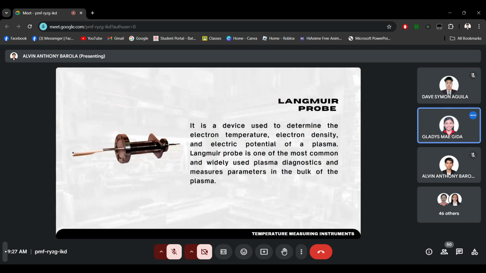Langmuir probe. It is a device used to determine the electron temperature, electron density, and electric potential of a plasma. Langmuir probe is one of the most common and widely used plasma diagnostics and measures parameters in the bulk of the plasma. Next point.